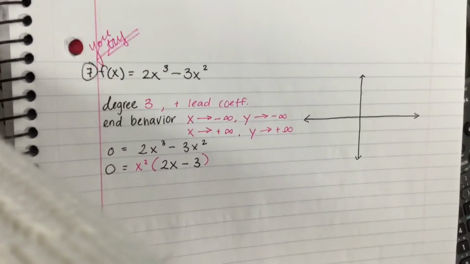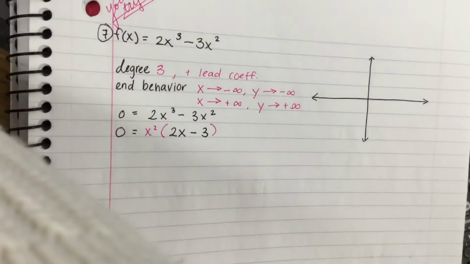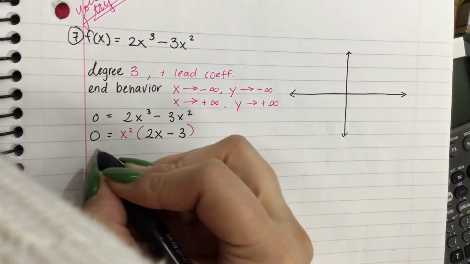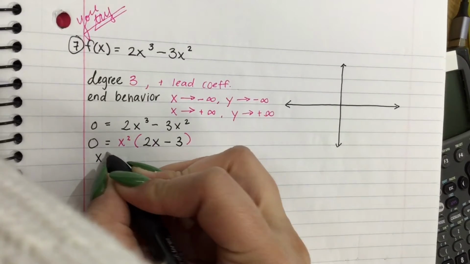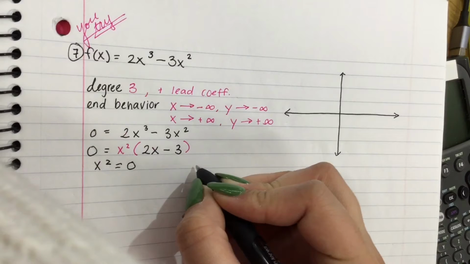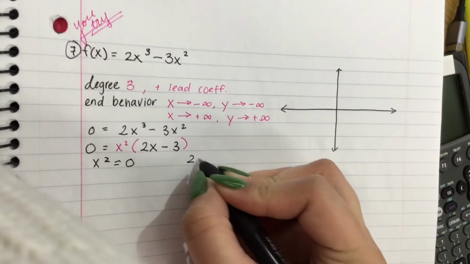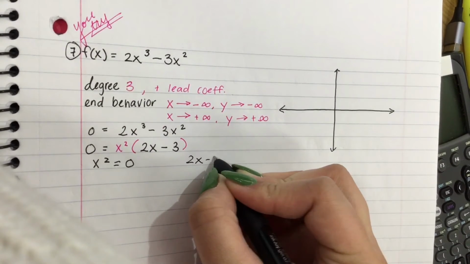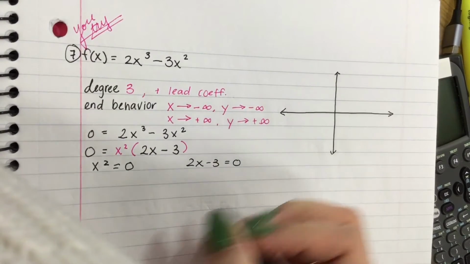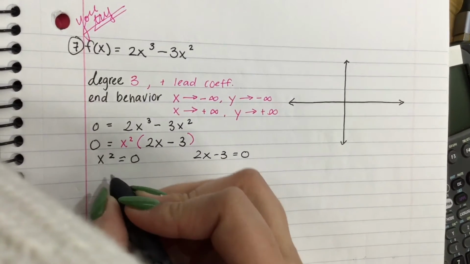Okay, so we can see that this is degree 3 because the biggest exponent we see is a 3. The leading coefficient is also positive, so this is going to go down on the left and up on the right. All that you can factor here is a GCF. So you can take out an x squared from both of these, and you'd be left with x squared times 2x minus 3, which you would set both equal to 0.